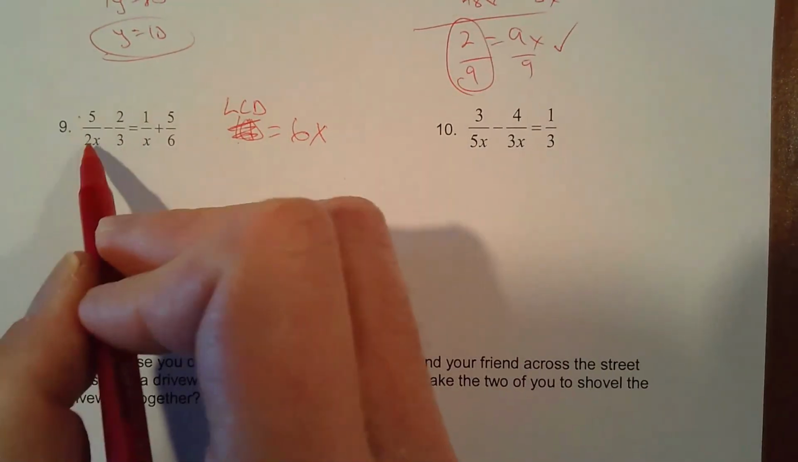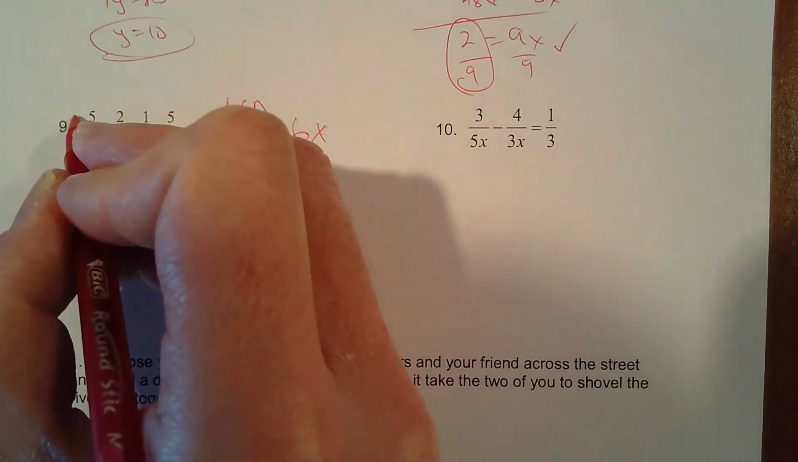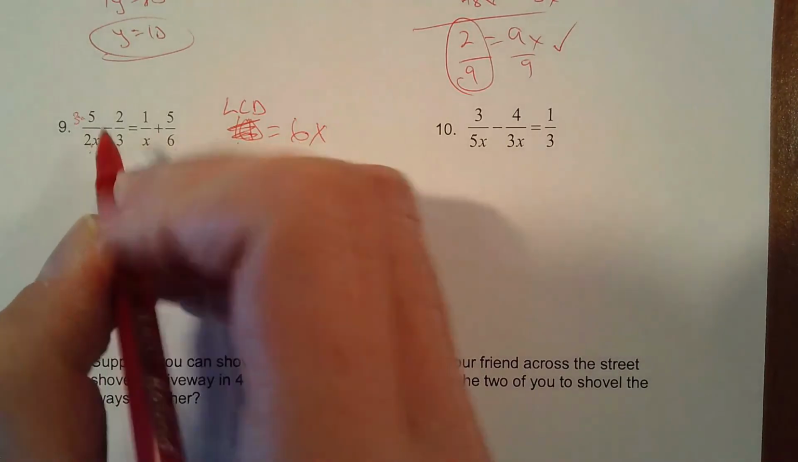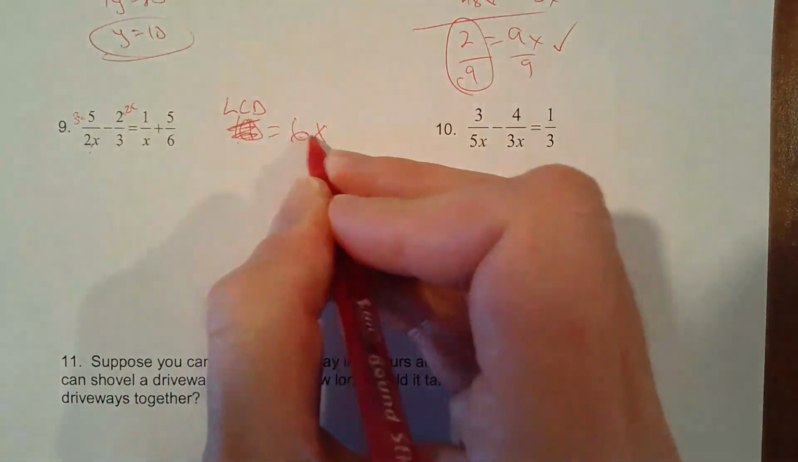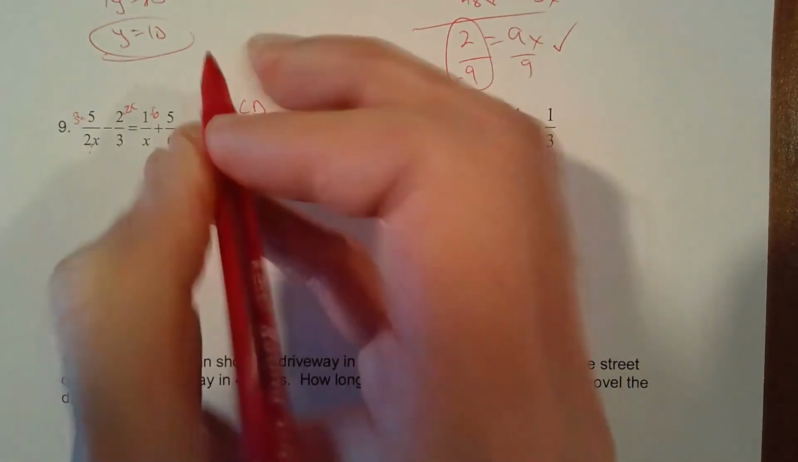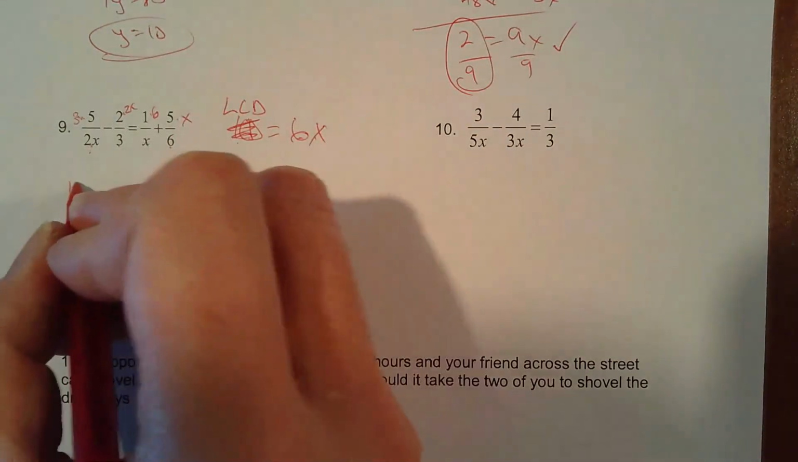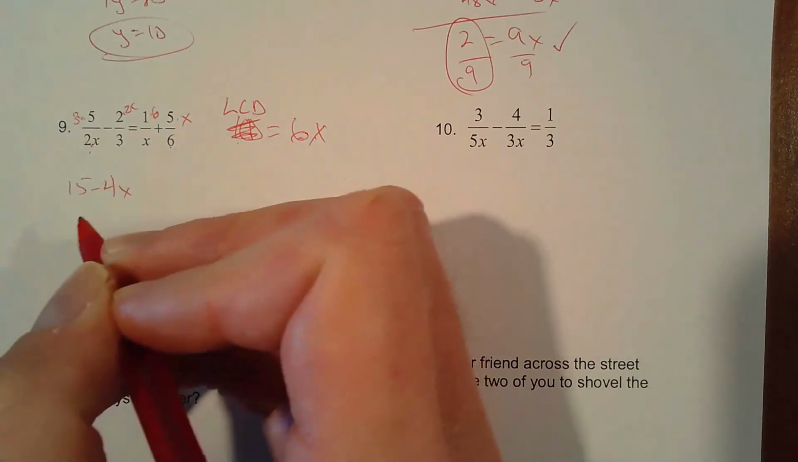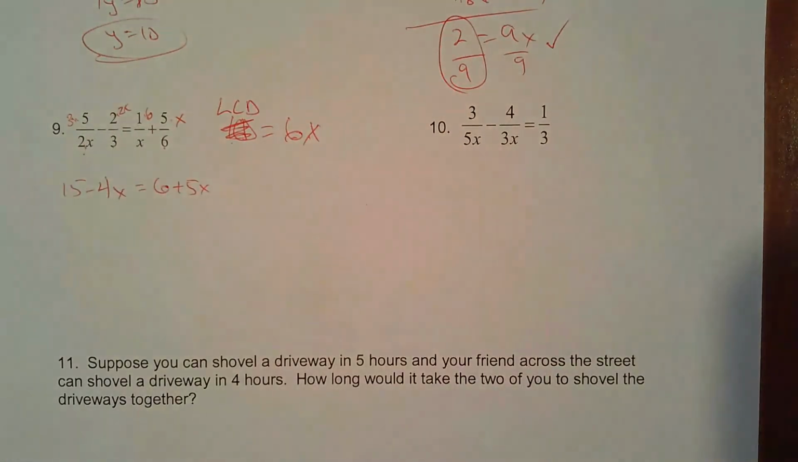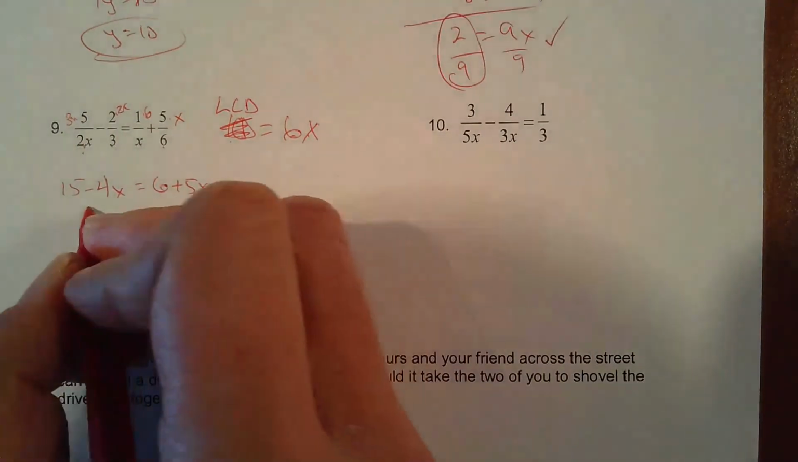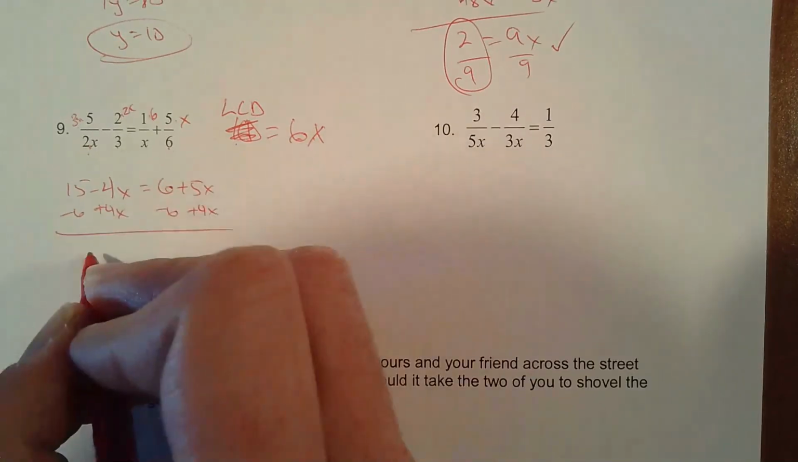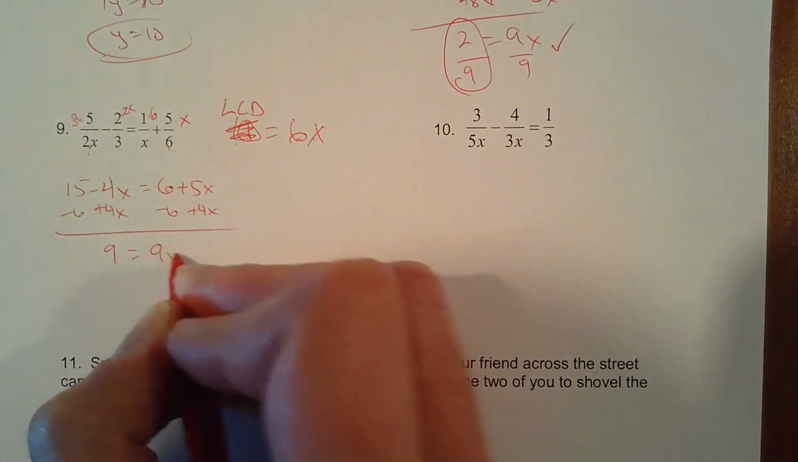So 6x here, and then 2x, when I reduce, would be a 3. So multiply by 3. 6x and 3 would reduce to 2x. 6x and x would be a 6, and then 6x and 6 would be just an x. So I got 15 minus 4x would equal 6 plus 5x when I simplify all that. Add 4x to both sides, subtract 6 from both sides. I got 9 equals 9x.